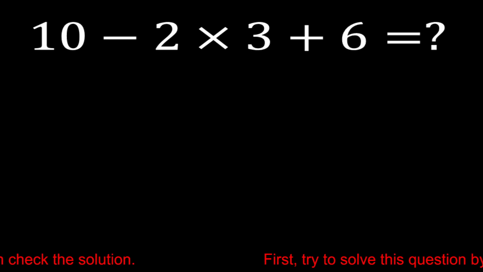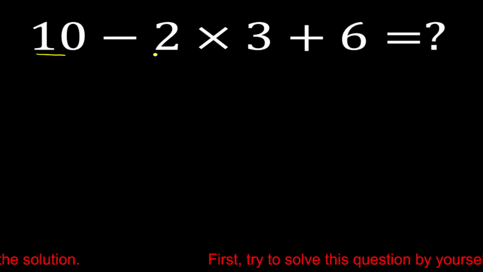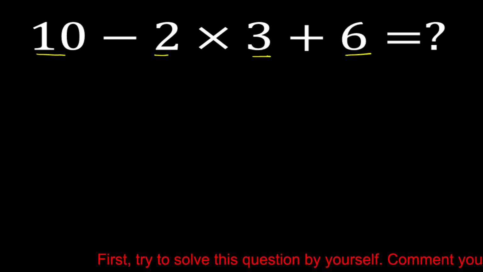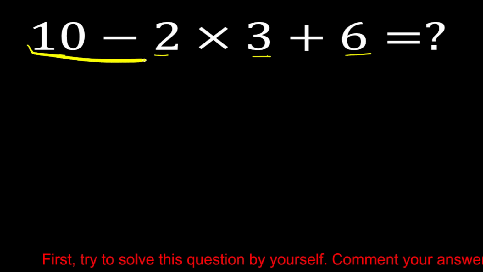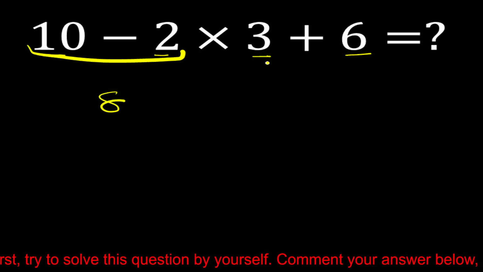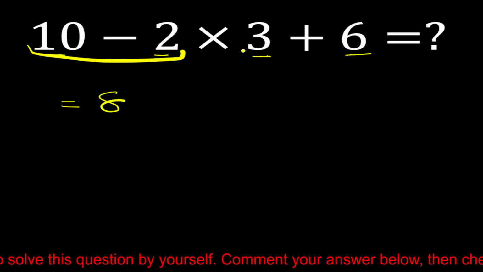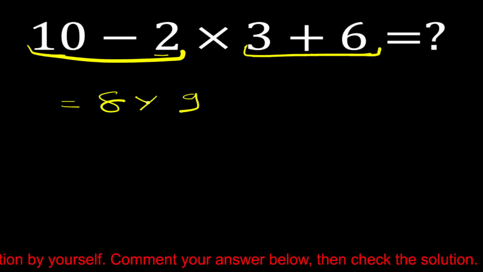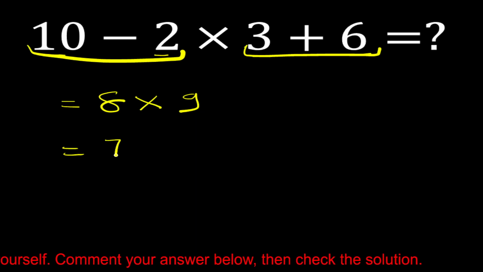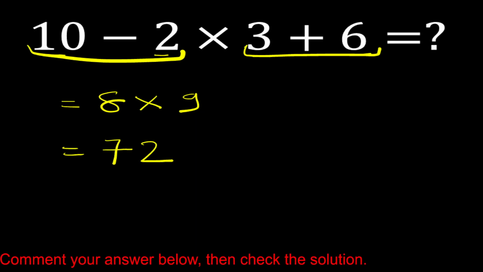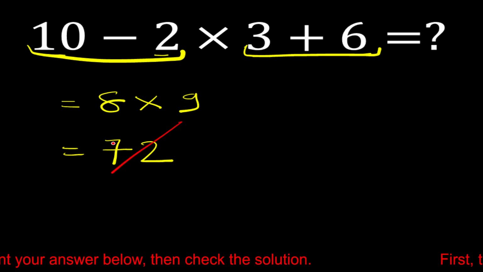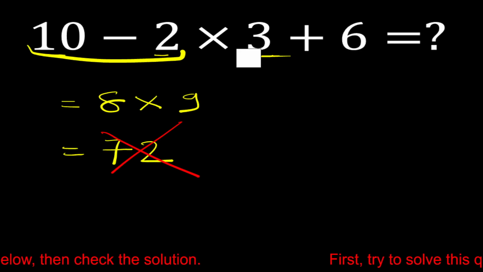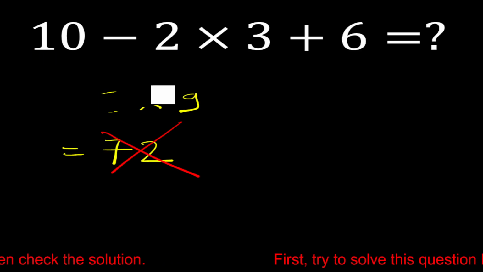So here we have a question: 10 minus 2 multiply 3 plus 6. Okay. Most people solve this question like this: 10 minus 2 is equal to 8. Then 3 plus 6 is equal to 9. Now 8 multiply 9 is equal to 72. But here they are wrong because this answer is not correct. This answer is completely wrong. Okay. Now let's solve this problem correctly by using the PEMDAS rule.